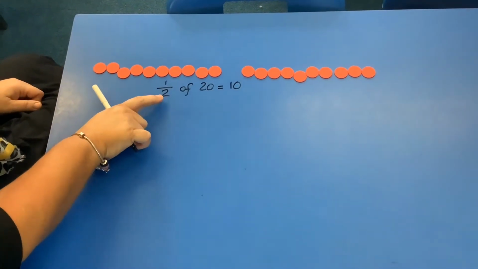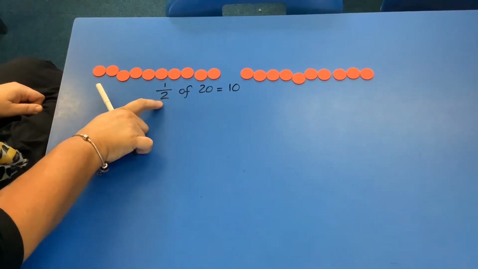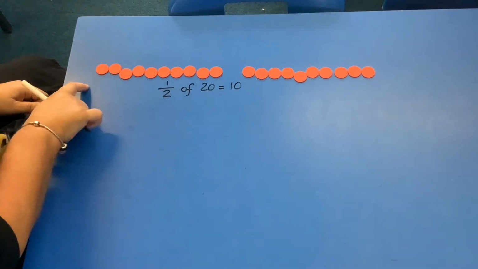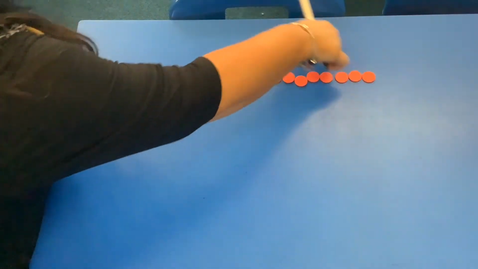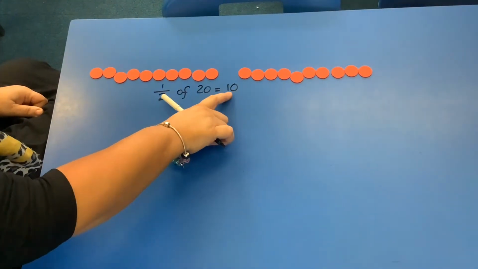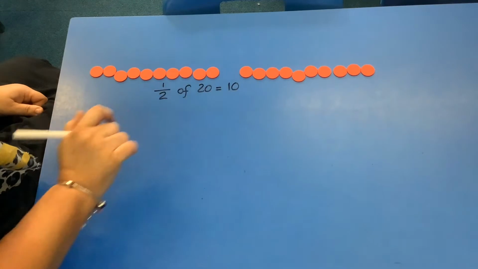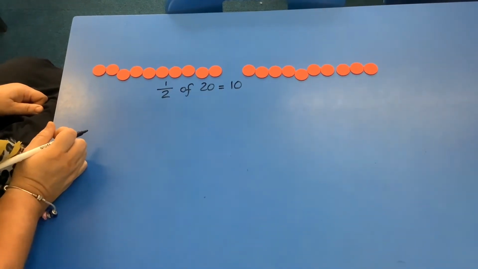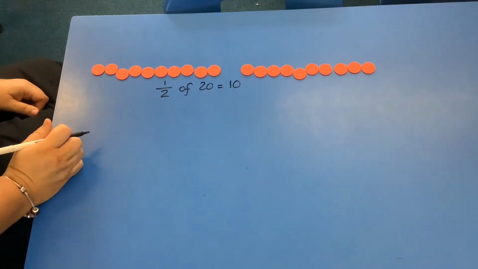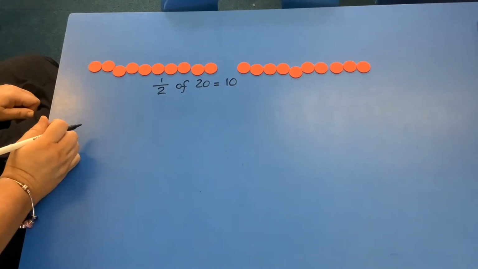So this bottom number is my denominator, and that's how many groups. So I've got two groups. How many have I got in each group? And I've got 10. So that's half of 20 equals 10. Easy stuff. I know you're all going to be saying this to me.